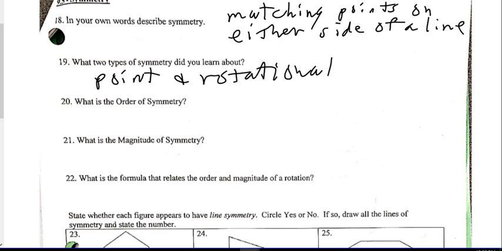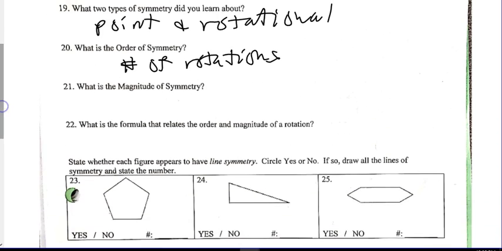What is the order of symmetry? It's the number of rotations. Basically, how many times can you spin it around until it gets back and it's symmetrical and matches up until it gets back to the beginning. And the magnitude, you just take 360 degrees divided by the order number. I just did that at 22. So this is the same thing right there.